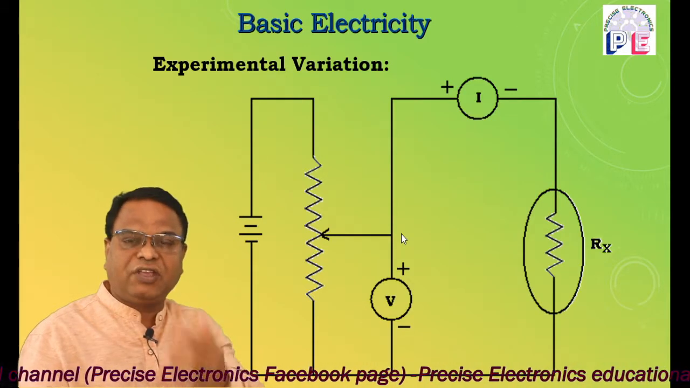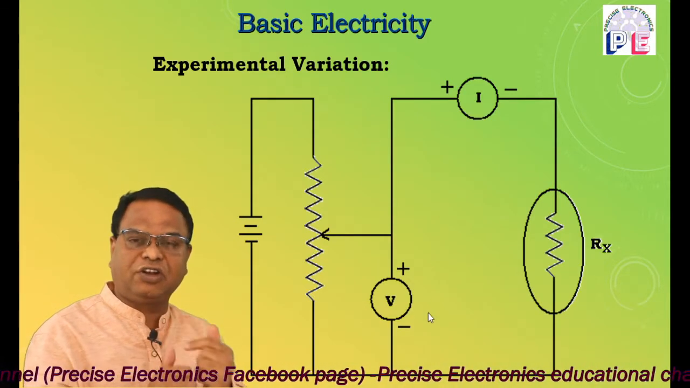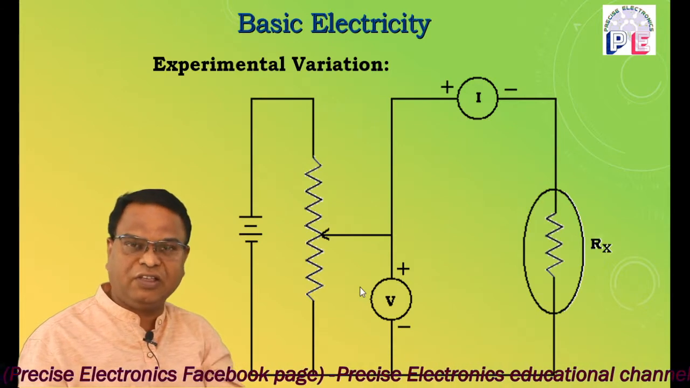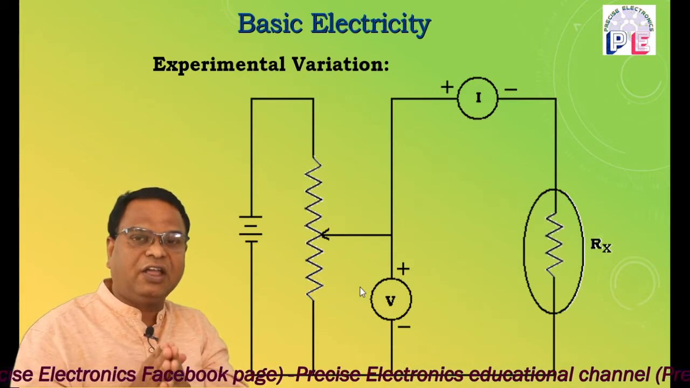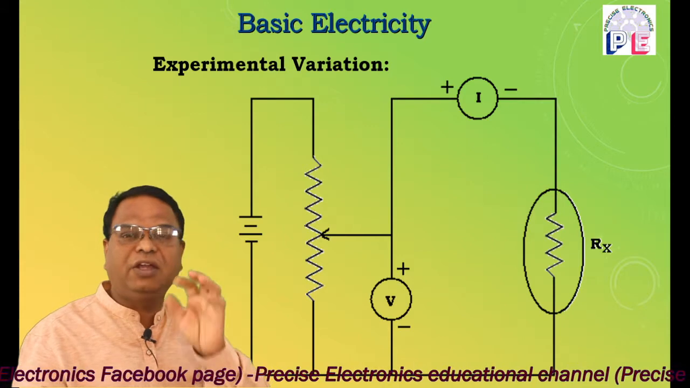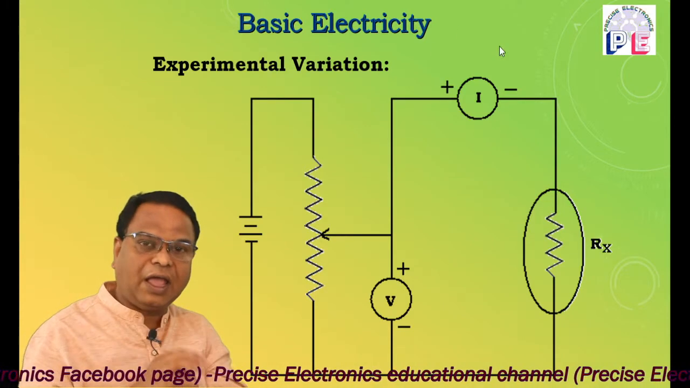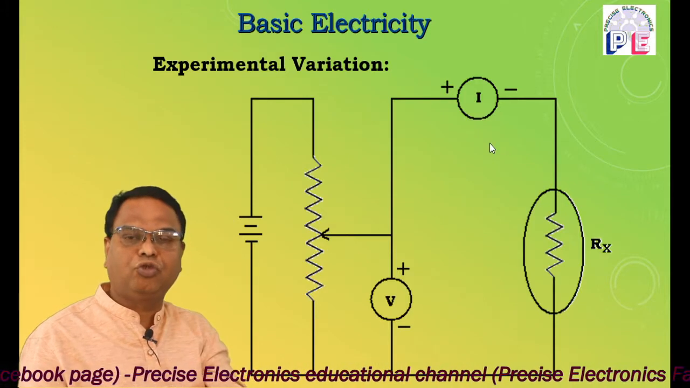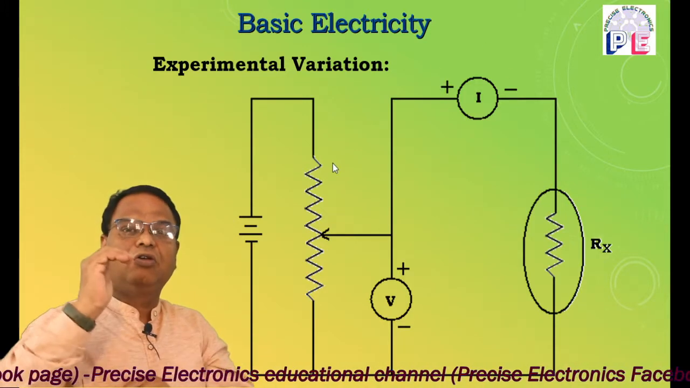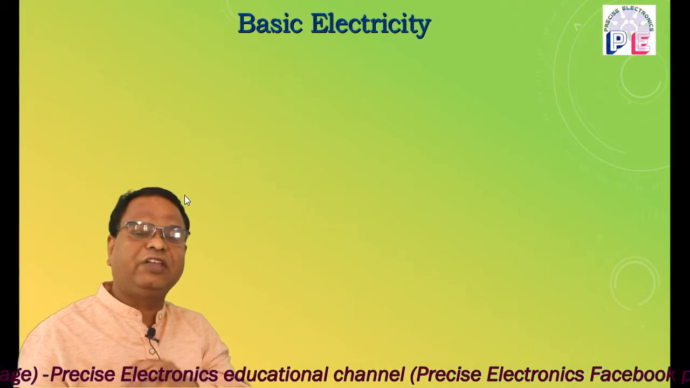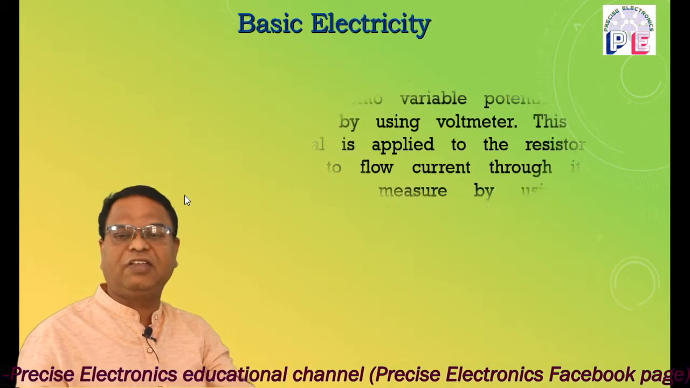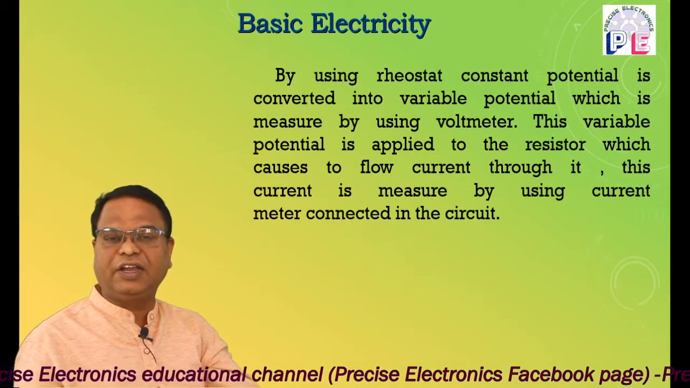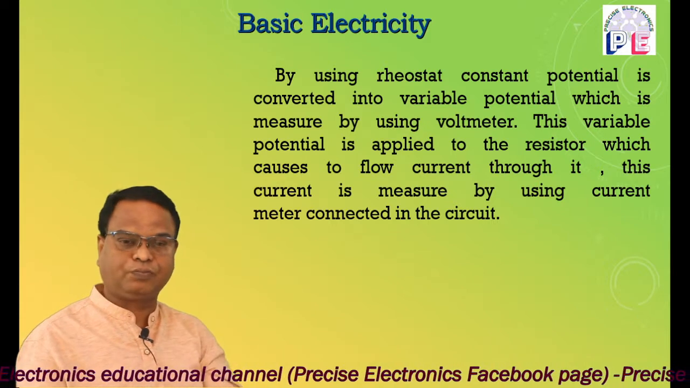When the voltage is applied to that resistor, obviously current conduction takes place, and this current is measured using a meter known as an ammeter, that is a current meter. So the current meter is used to measure the current flowing through the circuit, and the voltmeter is used to measure the voltage applied to the circuit. So that is the experimental verification, the circuit diagram of Ohm's law.